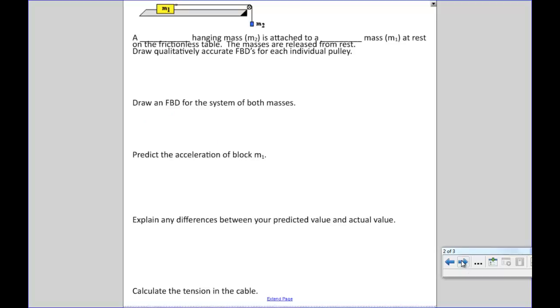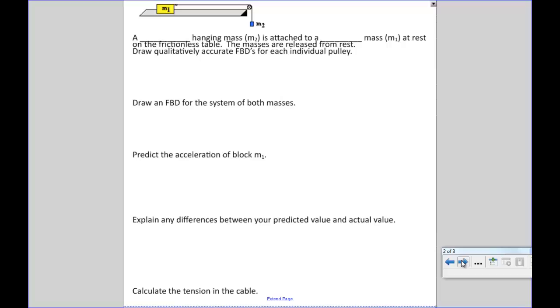A different type of pulley question. Our approach is exactly the same as the last pulley question that we did, but we have friction now. Actually, a different type of pulley question. A blank kilogram hanging mass is attached to a blank kilogram mass M1 at rest on a magical frictionless table. The reason I'm saying blank is because I'm going to mass this out and we're going to see how close we can get to the value of acceleration as we calculate it.